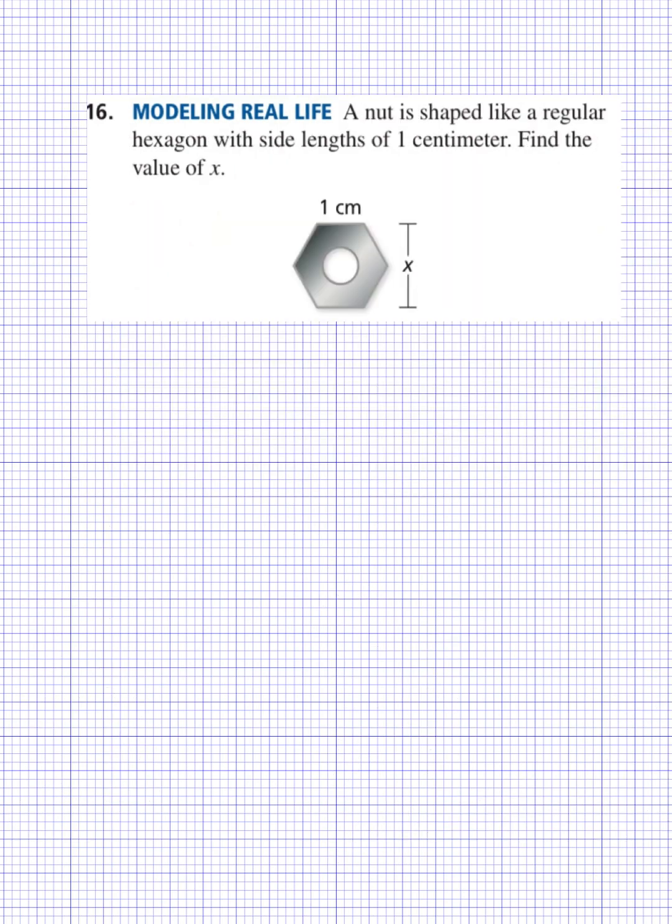A nut is shaped like a regular hexagon, okay, with side lengths of 1 centimeter. Find the value of x. Okay, so basically what we're looking at is a triangle here, and we need to get this altitude and multiply it by 2. Alright, so how do I get this degree? Well, how many degrees are in a circle? 360. How many angles do we have there? 6. 360 divided by 6. Each one is 60 degrees.